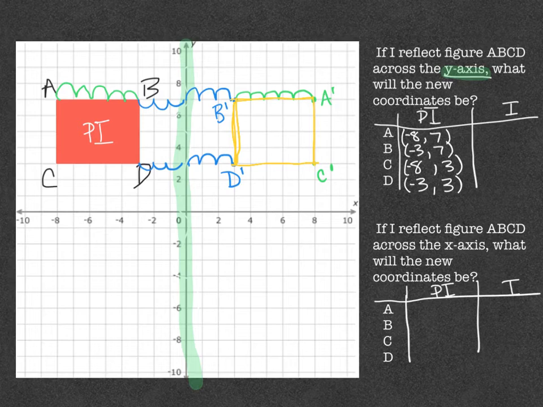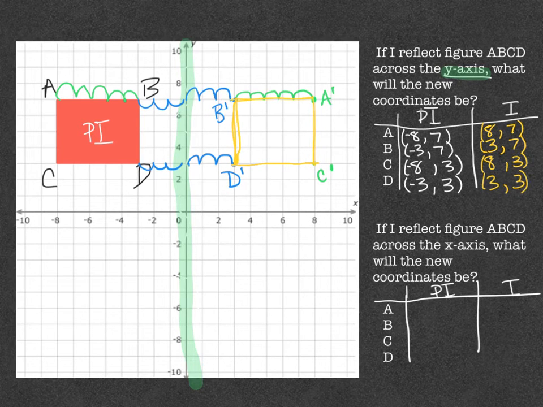Okay. So it looks like we did a good job. It looks right. Let's check out what we've got with our new coordinates. So our A point is now at 8 across and 7 up. Our B point is now at 3 across and 7 up. And our C point, 8 across, 3 up. Our D point, 3 across, 3 up.